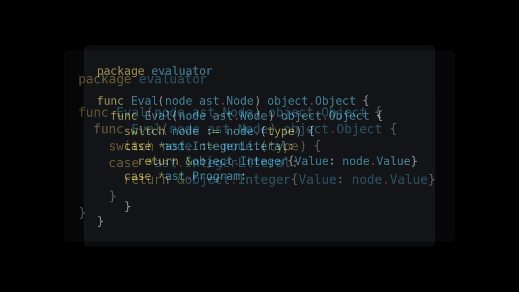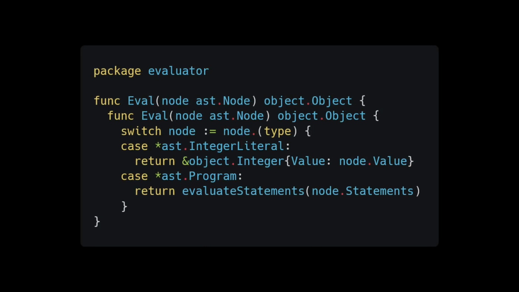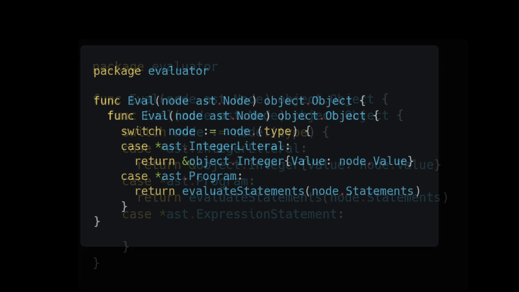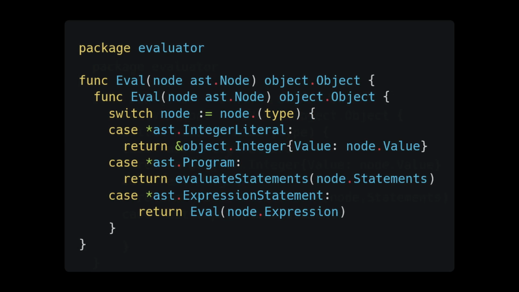Let's start with program node. Inside of the case body, we're going to call a helper method called evaluate statements. We will write this helper method in just a moment. Next, add the case for an expression statement. In the case body, we are just going to call the evaluate function on the expression field. With this in place, the next call will be able to parse our integer literal expression.